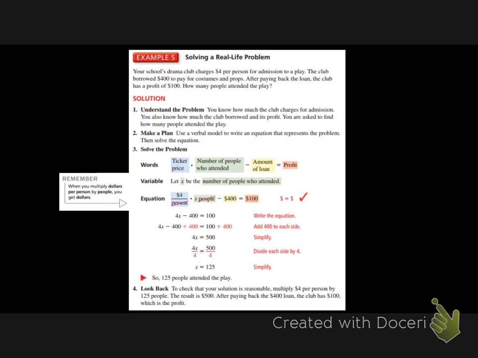Now look back to check your solution and see if it's reasonable. Multiply 4 per person by 125 people, the result's 500. After paying back the $400 loan, the club has $100, which is the profit. So you did your math right.